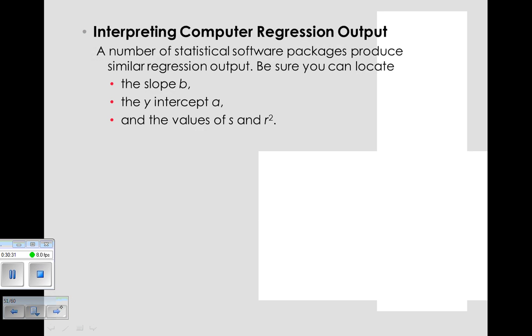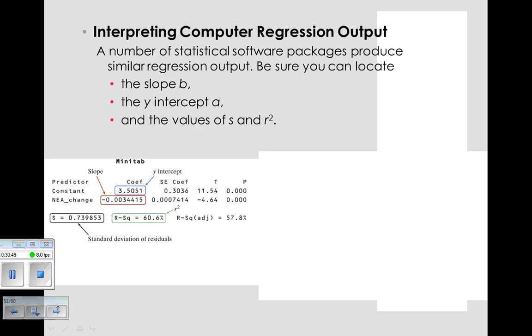A number of statistical software packages produce similar regression output. On the AP test, they'll always have these little outputs, and you want to be able to make sure you can find the slope, the y-intercept, and know the values of s and r squared. This is what will show up a lot on the AP test. It's called a Minitab. They're going to have Coef, SE Coef, T, P, S, R squared, and sometimes they may have more, but those are what they're going to have a lot.